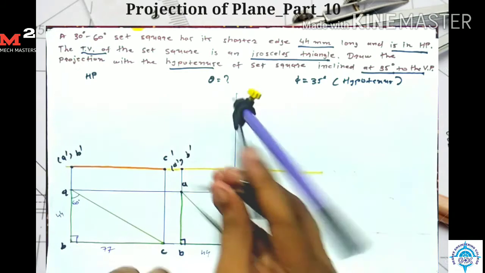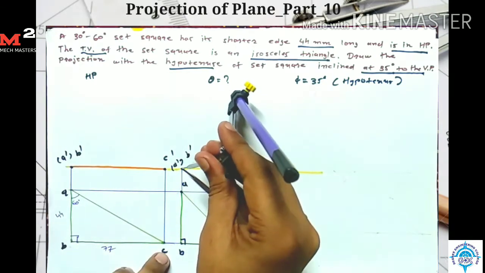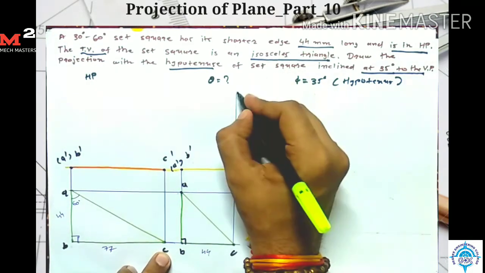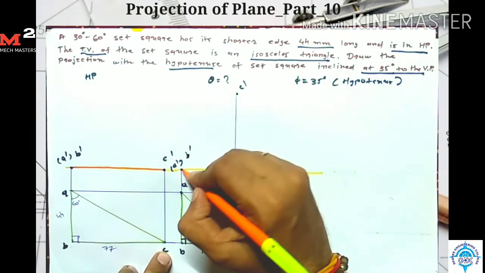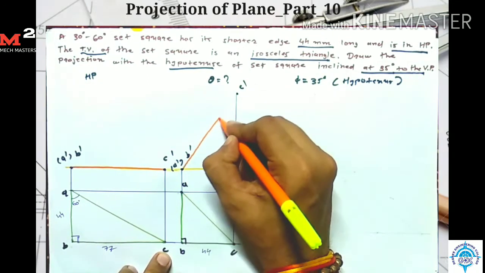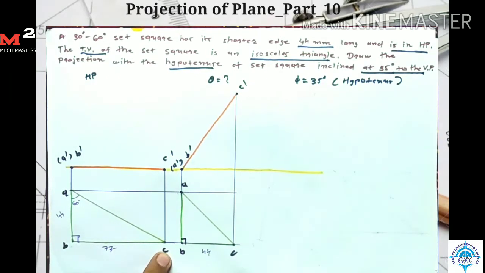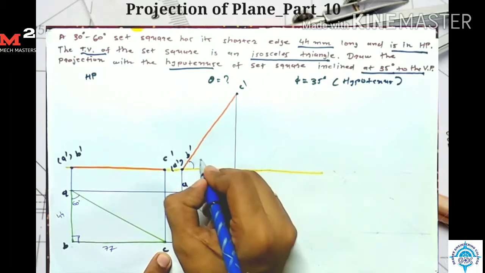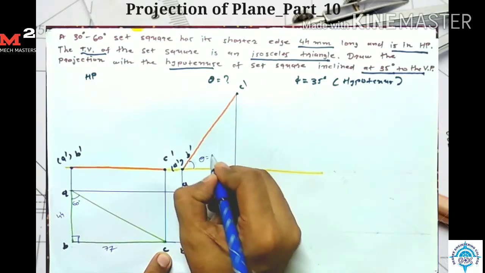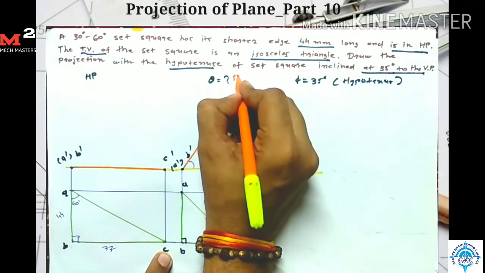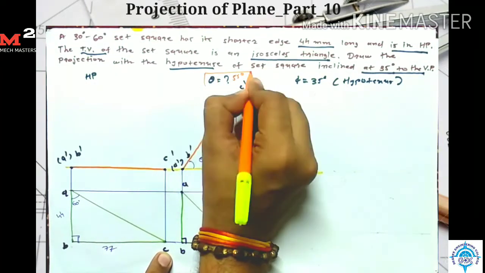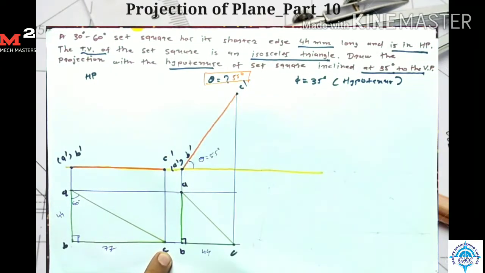And A dash as a center, I draw one arc which intersects here. So here I get my point C dash. So here I get my front view. And if I measure this angle, then this angle theta is equal to 55 degrees. So in this way I complete the second stage.